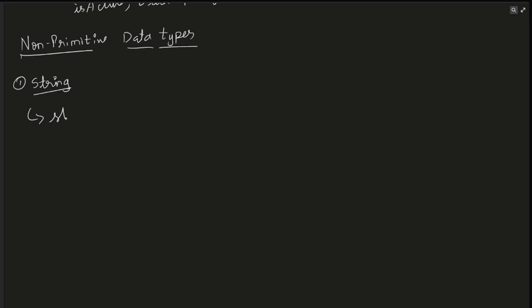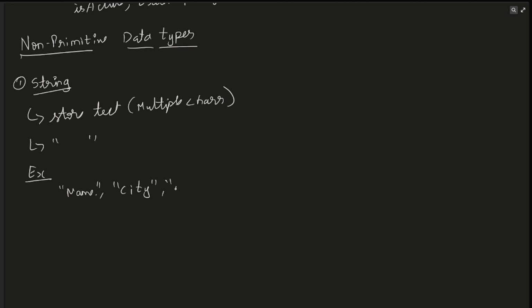String is used to store text with multiple characters instead of a single character. And in Java, whenever we declare a string data type, we will always write the value of a variable within double quotes. Examples of it could be your name, city you live in, email ID, and so on.